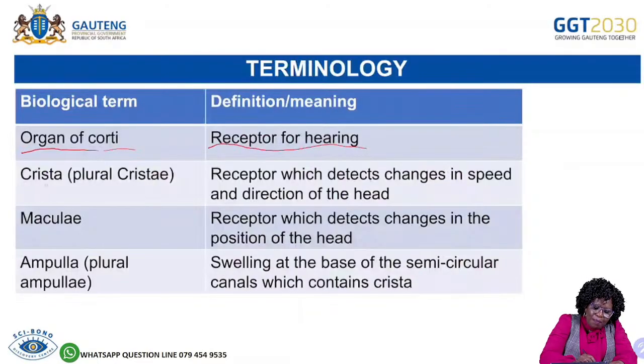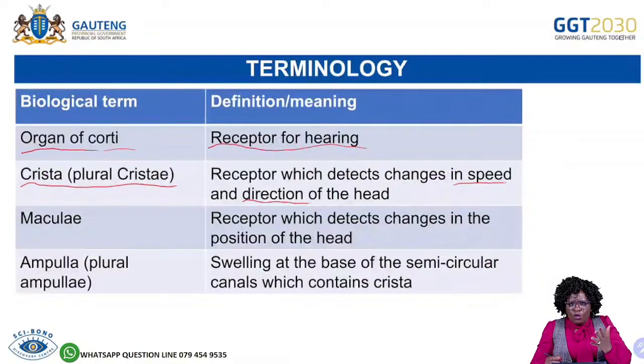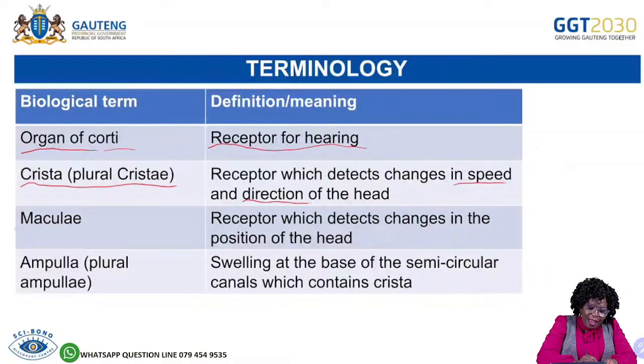We've got crista, and the plural form is cristae. These are the receptors which detect change in speed and direction of the head. For now, you might say, oh, we don't understand what you're talking about, but I want you to keep this at the bottom of your mind so that when we unpack how the ear functions, you can relate to this terminology that we are giving you. We also have got maculae, and maculae, it's receptor which detects change in the position of the head. Change in the position of the head.